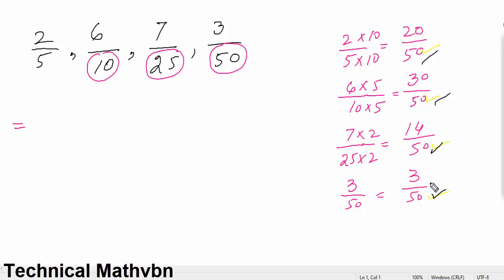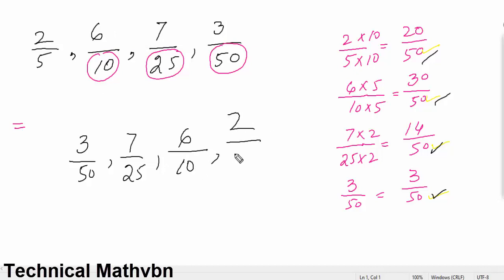So the lowest value is 3 over 50, then 14 by 50, which means 7 by 25, and the next is 30, which comes from 6 by 10, and the last one is 2 by 5. This is in ascending order. Student, got the idea?